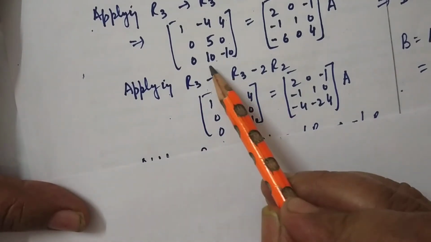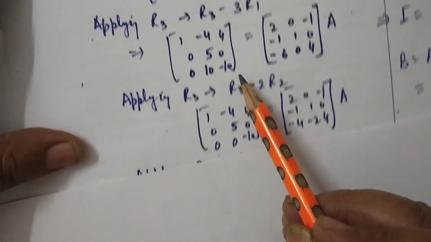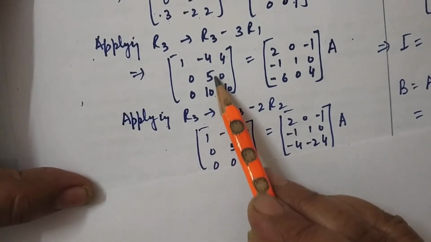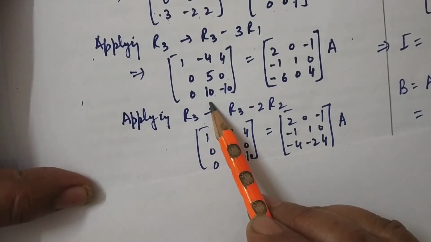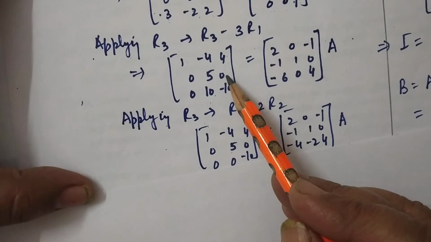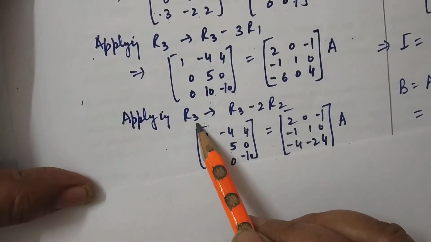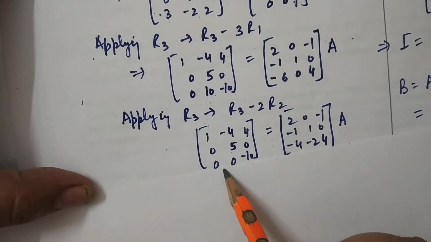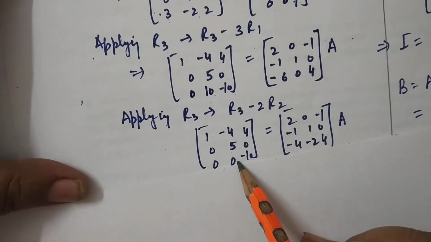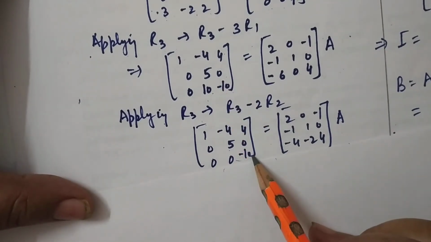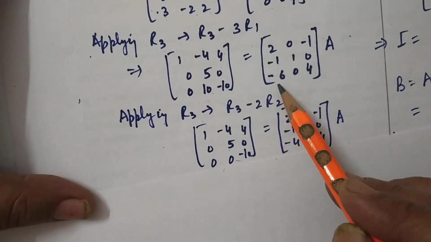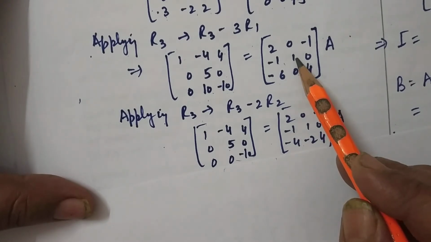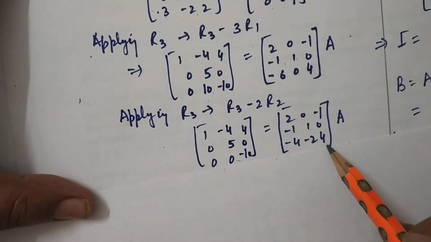Since I see that such a thing has come here, what I do is, if I get 0 again here, then my purpose up to here will be solved. So I apply R3 goes to R3 minus 2R2. R3 minus 2R2 will give me 0 here. Then minus 6 plus 4 plus 2, that will give me minus 4, 0 minus 2, and 4 minus 0 is 4.